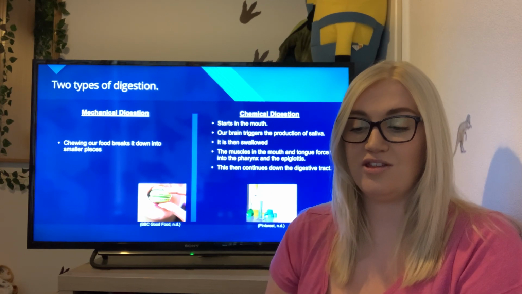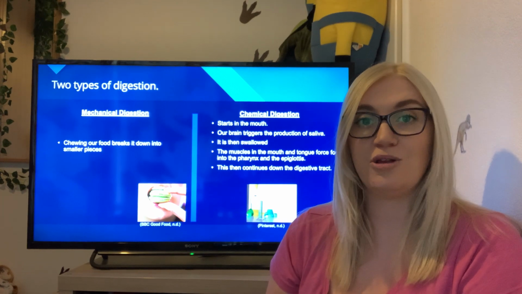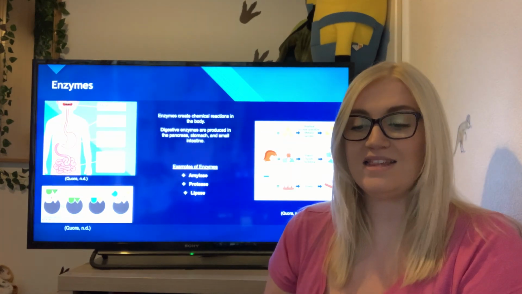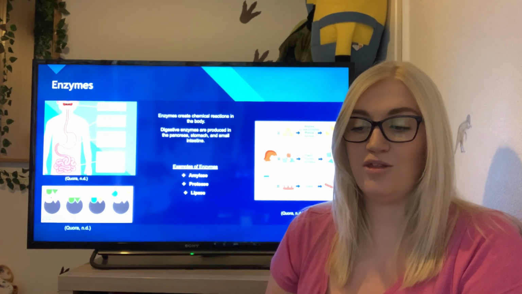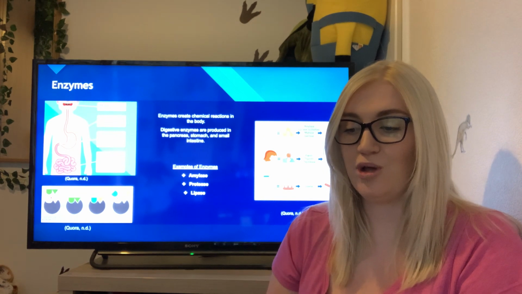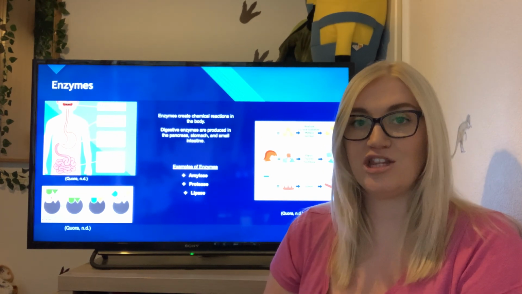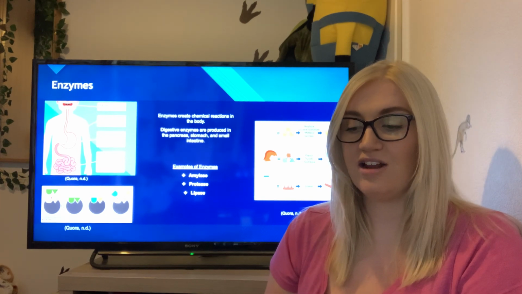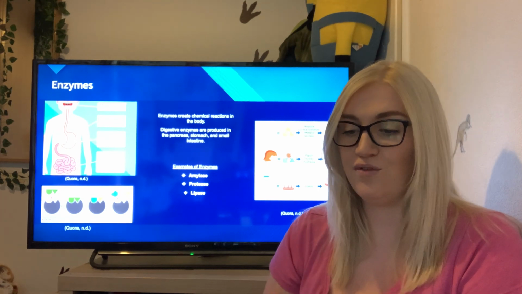It then continues down the digestive tract with smooth muscle contraction, enabling food to be broken down into smaller pieces. Enzymes. Enzymes create chemical reactions in the body which speed up the rate of the chemical reaction. This is named the active state. This helps support life. Digestive enzymes are produced in the pancreas, stomach and small intestine. Salivary glands produce digestive enzymes to start the digestive process. This happens as early as the chewing stage, like we said before.